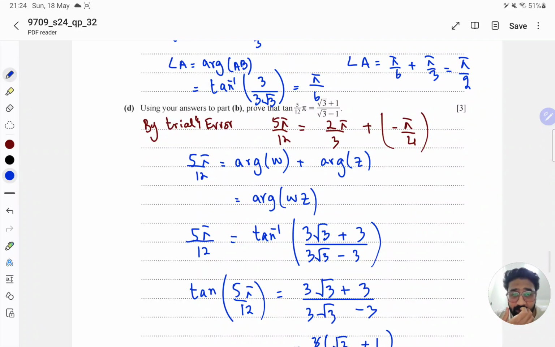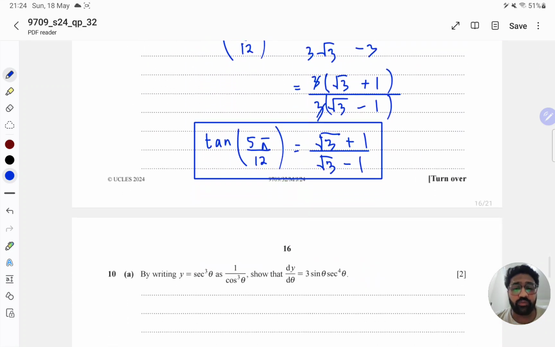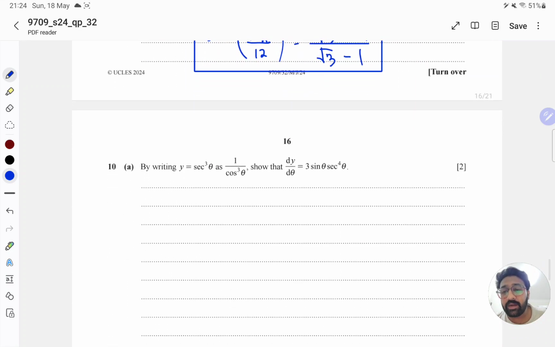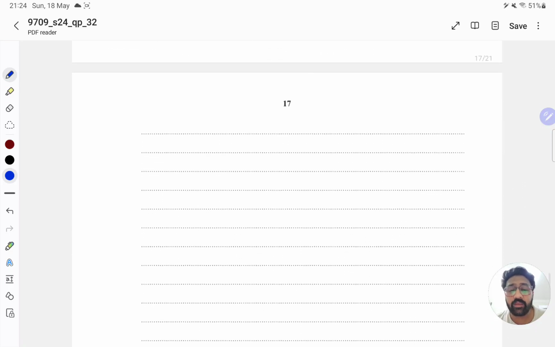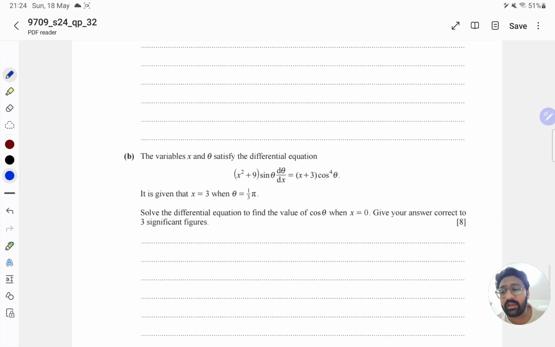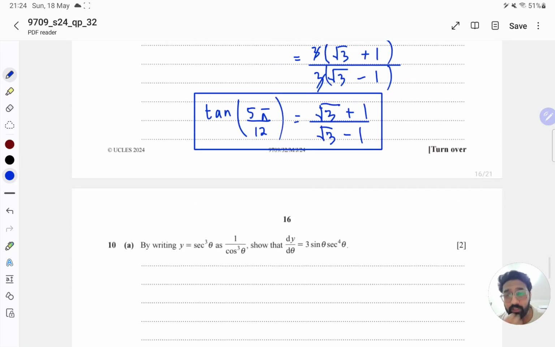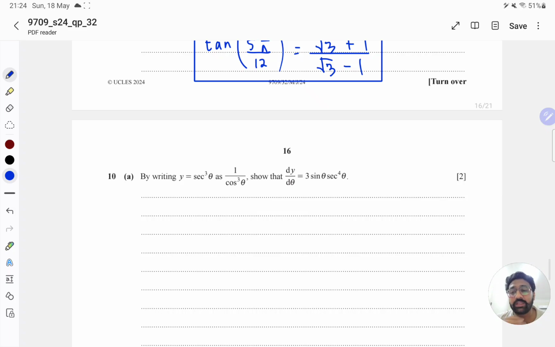This is the one that we were supposed to prove. Yes, done. So the next part, question number 10. Question number 10 is the last question, and it says, by writing y equals secant cubed theta as 1 by 3, 1 by cos 3 theta, dy by dx is this.